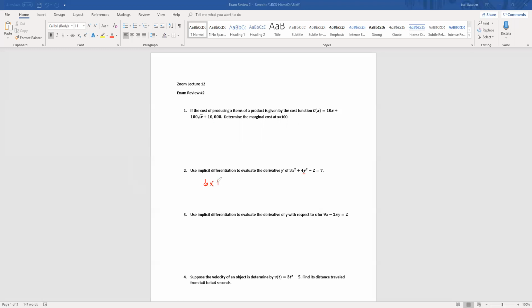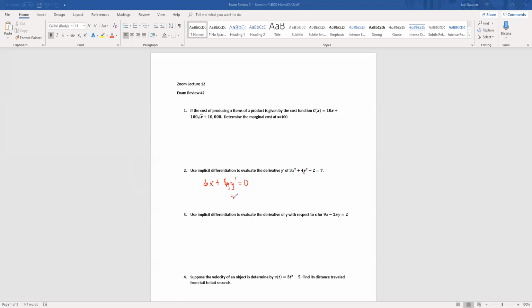And to take the derivative of 4y squared, again, y is a function. And it's going to be 8y, which is just power rule. But since it's a function raised to a power, it's going to be 8y, y prime. The derivative of -2 is 0, and the derivative of the 7 is 0.